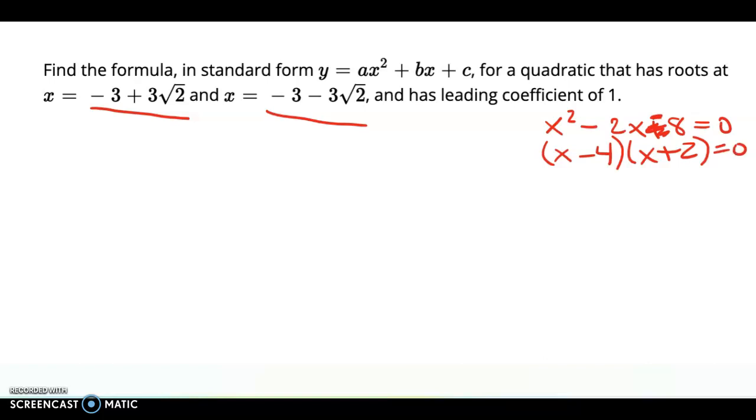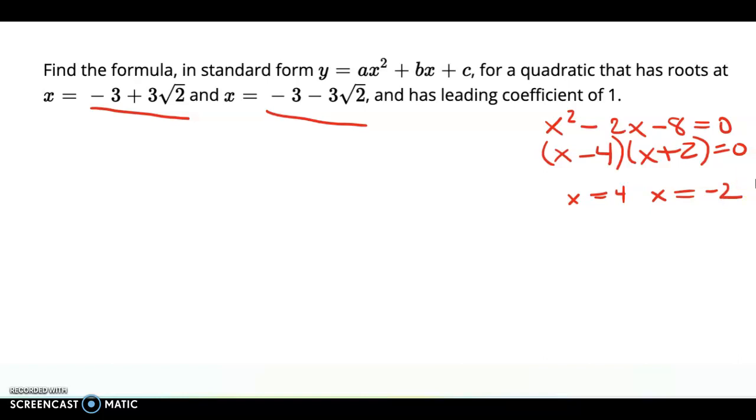Negative 4 plus 2 is, I'm just going to erase that, it's a little more clear. Negative 4 plus 2 is negative 2. So that would be the answers. If we solve them, we would get x equals 4 and x equals negative 2. So just if we set them equal to 0.